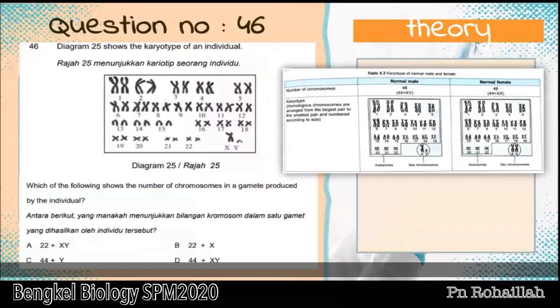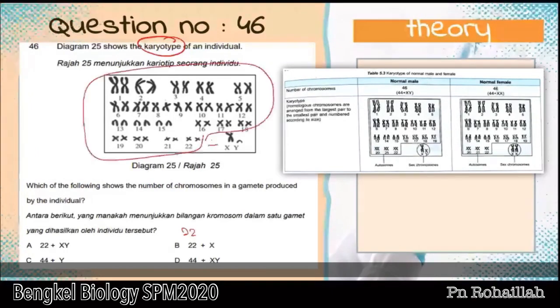Karyotype of an individual, which of the following shows the number of chromosomes in a gamete produced by the individual? Karyotype, you have learned it before, right? I taught that. Karyotype is 22 plus XY, like that. Can you understand? They ask, which of the following shows the number of chromosomes in a gamete? So they confuse you here. Gamete, so can we write XY? We must write only one, X or Y. So the answer is B. Because a gamete should be half.